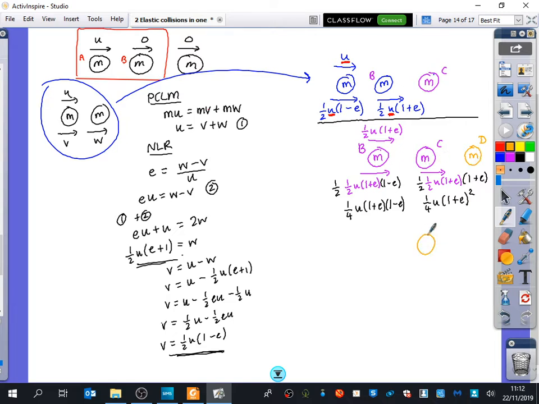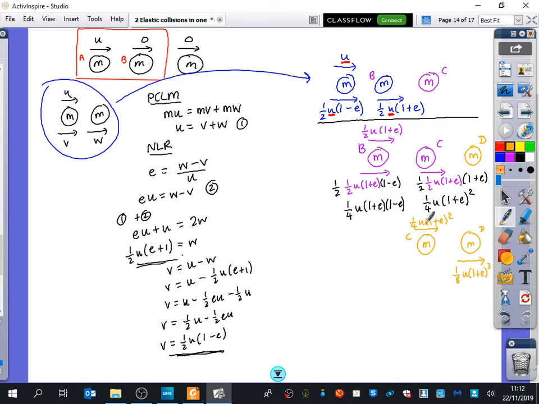We could make another prediction about what would happen if C was going to collide into D. If I just really briefly have a look at this, this is obviously beyond what the question is asking. We know that C is coming across with a speed of a quarter u (1 plus e) squared. Let's just predict what speed D would be going at. Anyone think they can predict what D would be going at? Good. An eighth u (1 plus e) cubed.